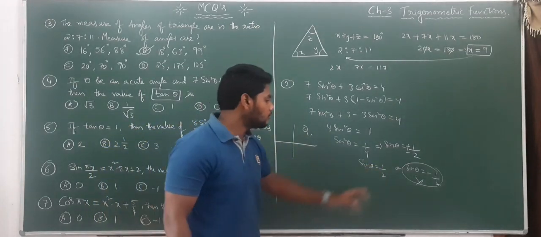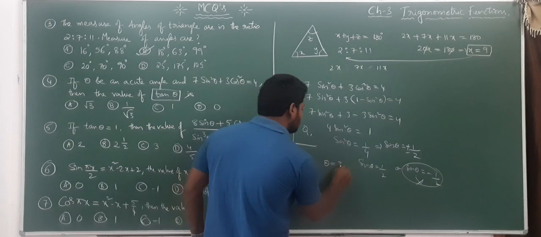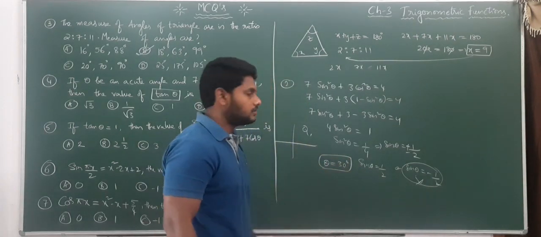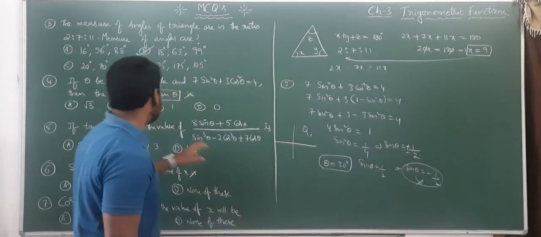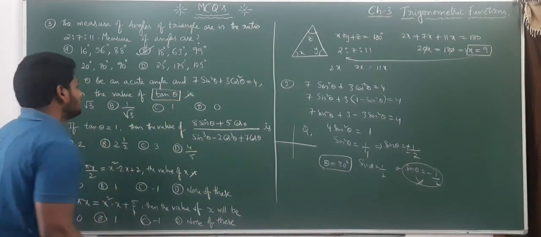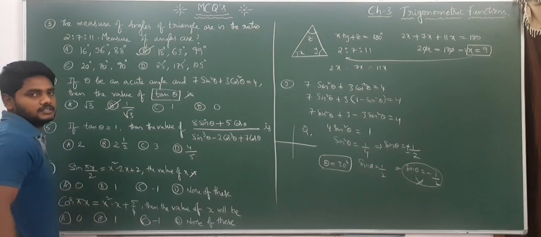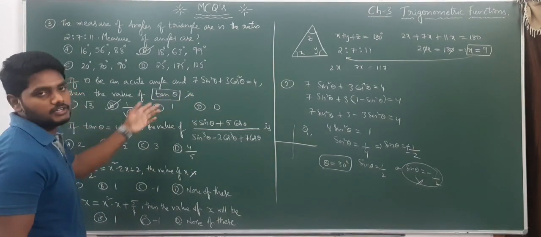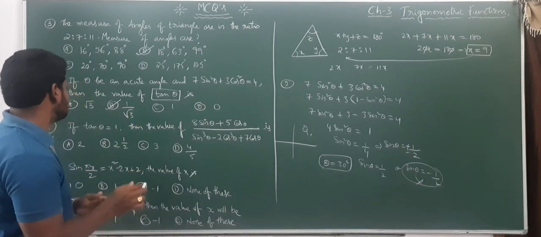If sinθ is equal to 1 by 2, what may be θ? θ is equal to 30 degrees, right? Because only sin 30 is equal to 1 by 2. So now we got the θ value. Substitute θ as 30 degrees. What is tan 30? 1 by root 3. Like that we need to simplify the equation. You find θ and then substitute here, and you will get the required answer.